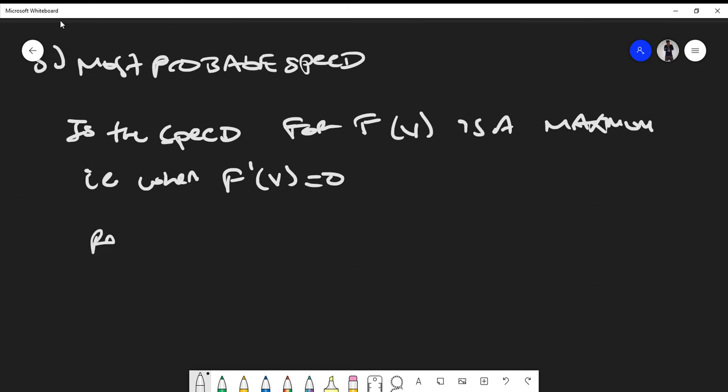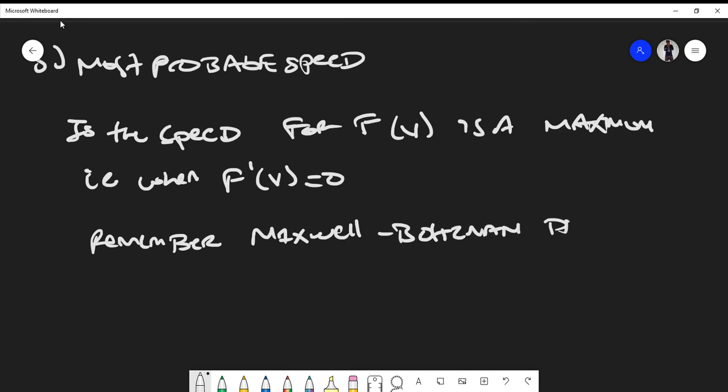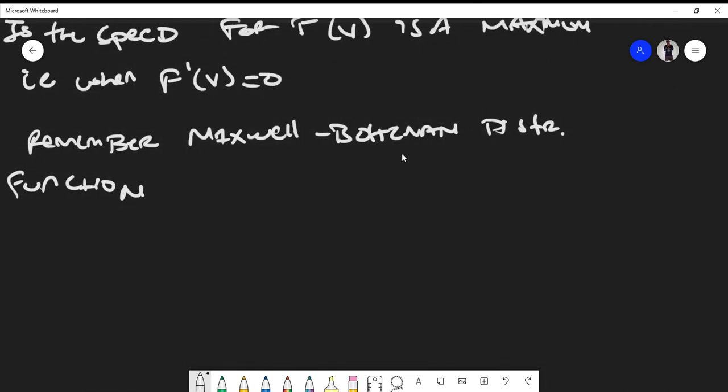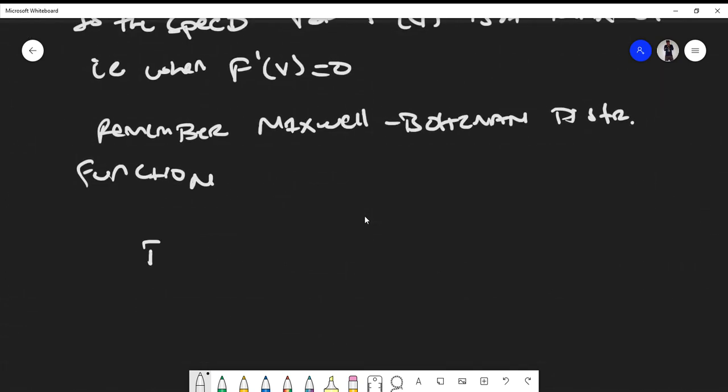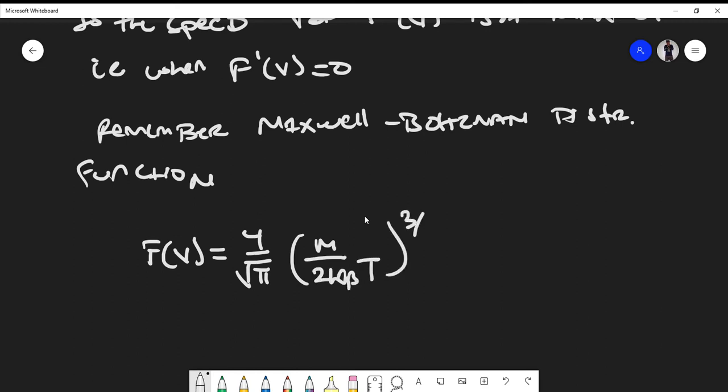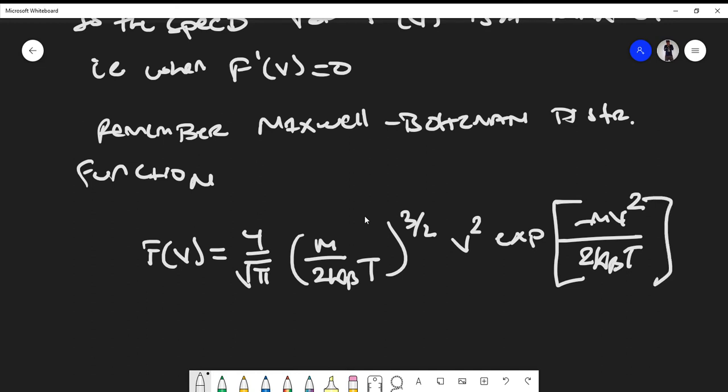Now, if we remember, because we just spoke about it, the Maxwell-Boltzmann distribution function is, we did say that f of v is equivalent to 4 divided by the square root of pi times m over 2kB T raised to the 3/2 power, all multiplied by v squared, and all this is raised to the exponent negative mv squared over 2kB T. So that is the Maxwell distribution function, again, for your memory.